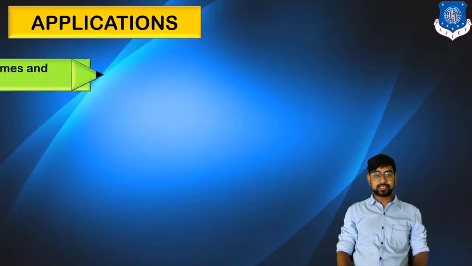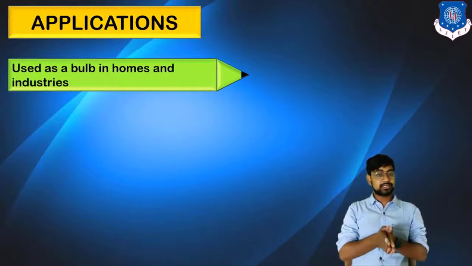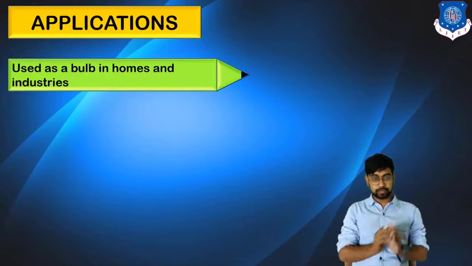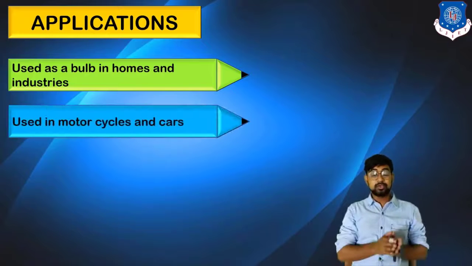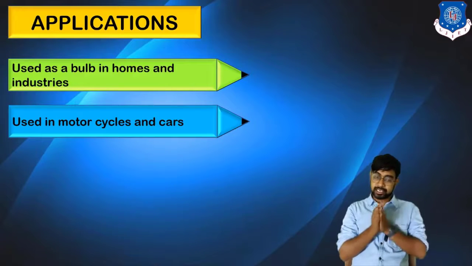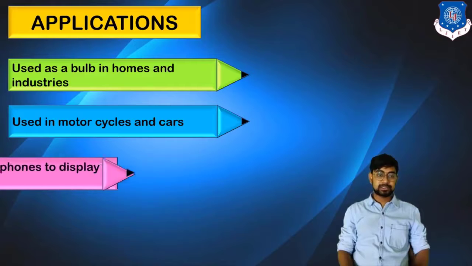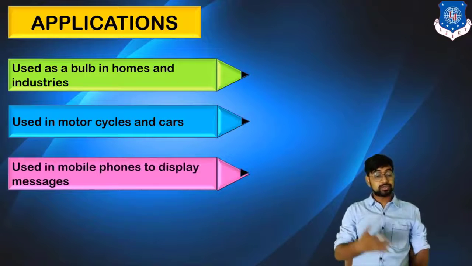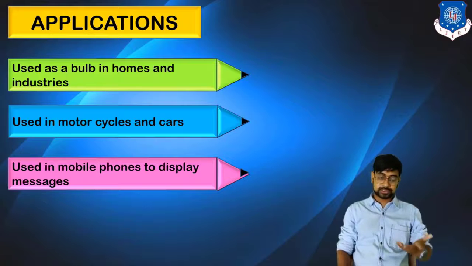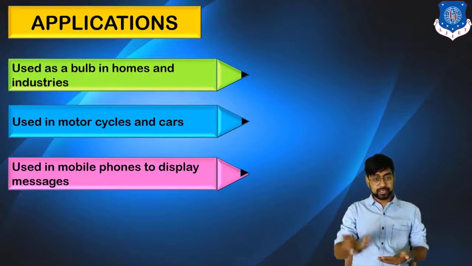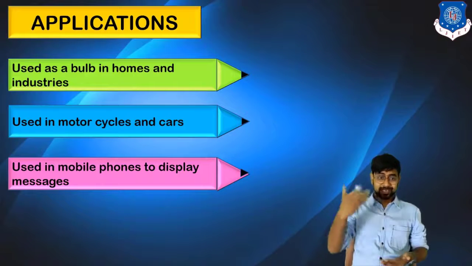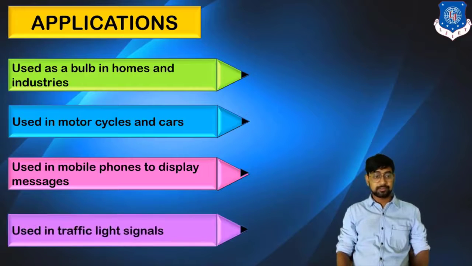Now we'll go to the applications of that. First, it is used as bulbs in homes and industries, as we have discussed. It is also used in motorcycles and cars, again for lighting purposes. It is used in mobile phones. On displays, we know that LED and OLED displays are available. So this is nothing but all the displays. It will be there in mobiles as well as in televisions nowadays. And last, it is used in traffic light signals also.